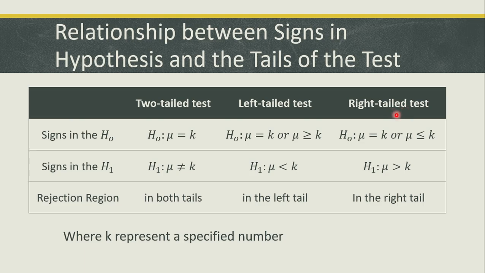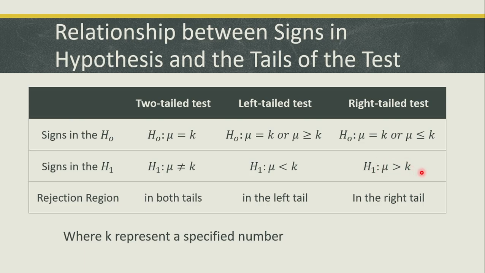Ulitin ko lang, para kasi naging choppy. Kapag right-tailed yung pinag-uusapan natin, kabaliktaran lang siya ng left-tailed. So, this time, kapag null hypothesis, less than or equal. And then, kapag alternative, greater than.